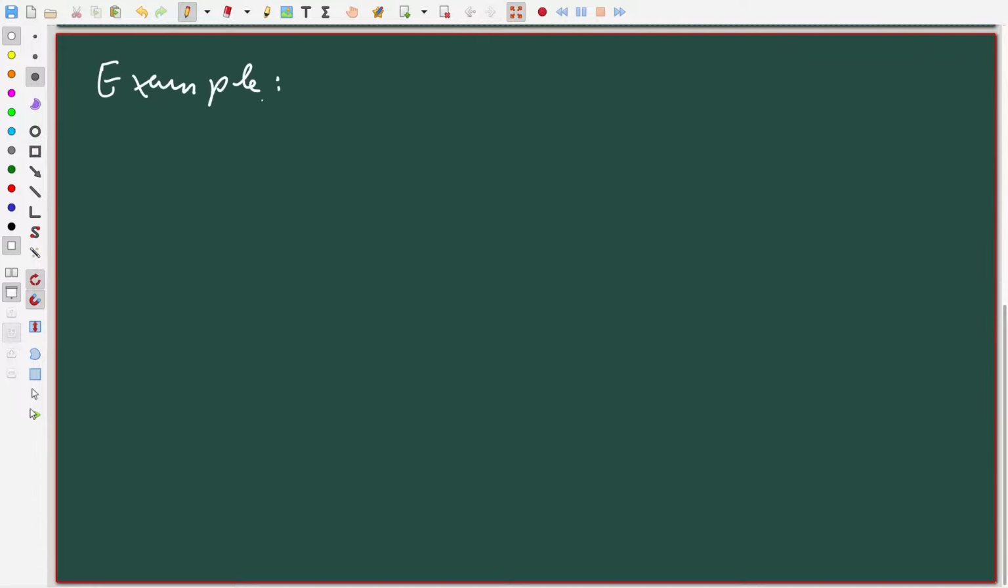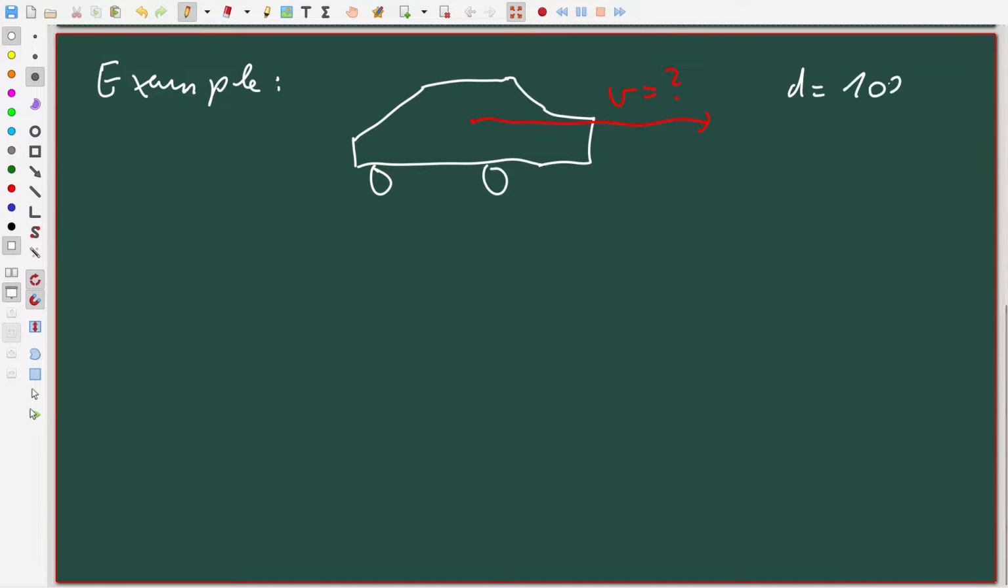For example, we have a car. And this car moves with a certain speed. So let's suppose this speed is unknown. We don't know exactly how fast the car is, but we know the distance that the car travels. So in this case, for example, 100 kilometer from one city to another, and the time that it takes is 2 hours.